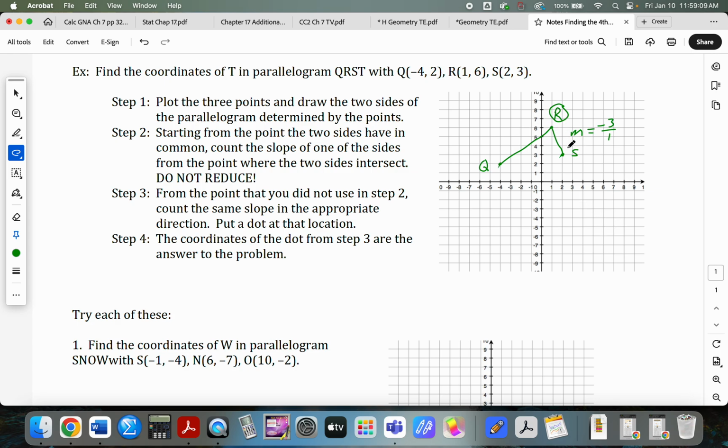Now, I was using R and S. I'm finished with that. I got what I wanted. I wanted to know its slope. So now I go to the point that I didn't use before, Q, and count a slope of negative 3 to the right 1. 1, 2, 3. To the right 1 is right here. And that's where my 4th point should be. And if you draw it in, it should look like a parallelogram.